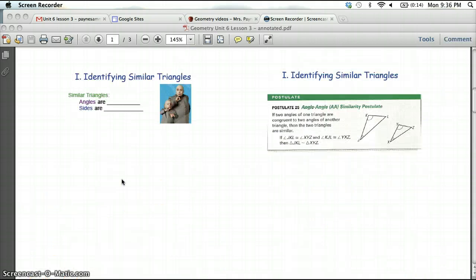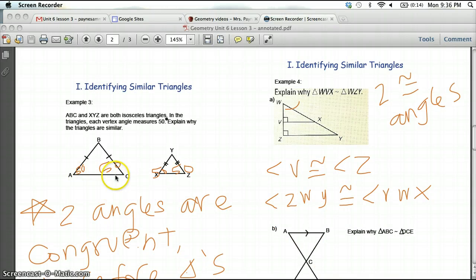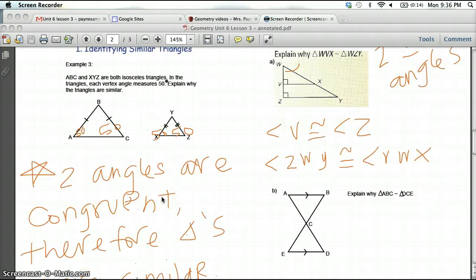Let's go back up to our postulate. It says if two angles are congruent, then both the triangles are similar. So we have two sets of angles that are congruent. Therefore, the triangles are similar. So angle A is congruent to angle X, and angle C is congruent to angle Z. Therefore, triangle ABC is similar to triangle XYZ.